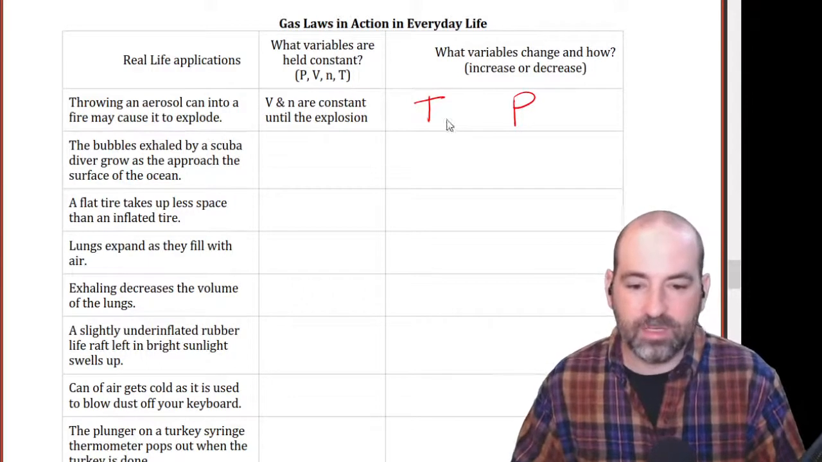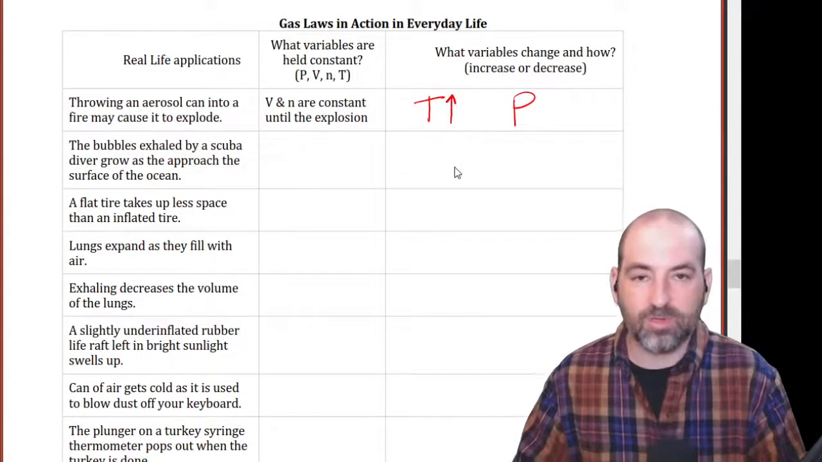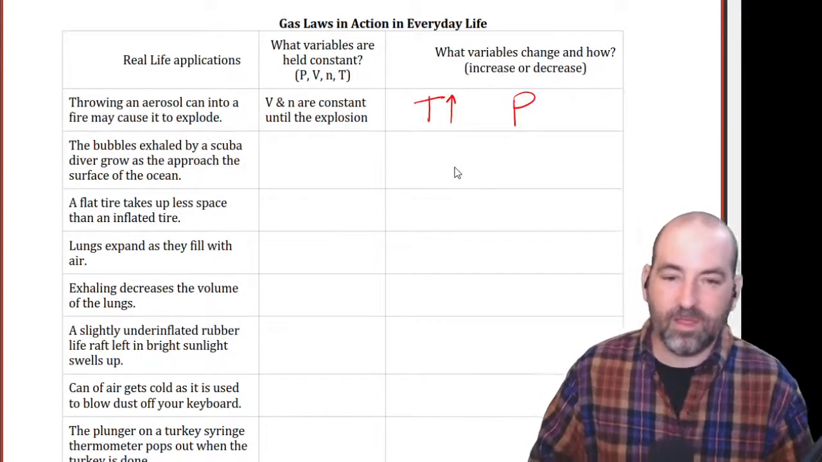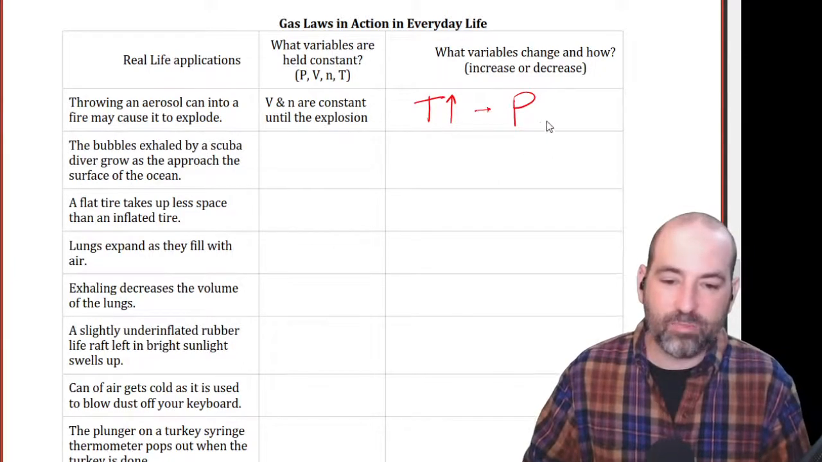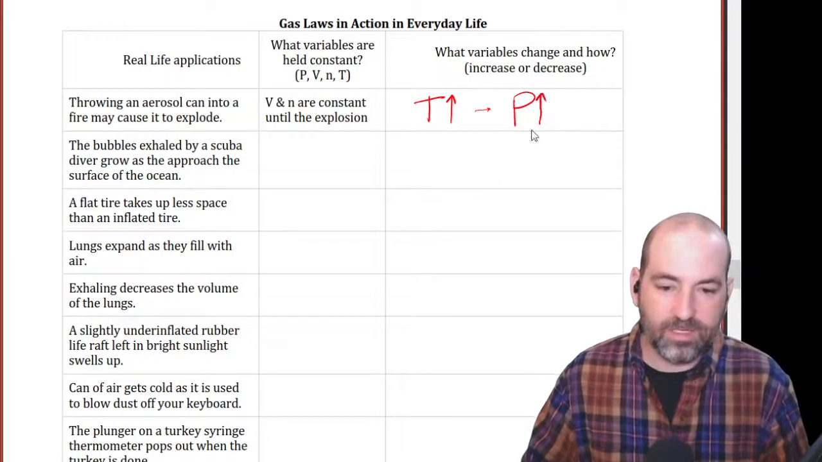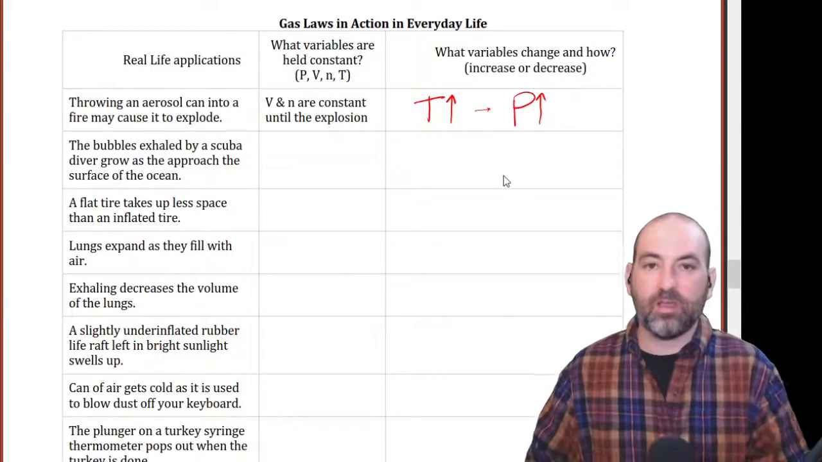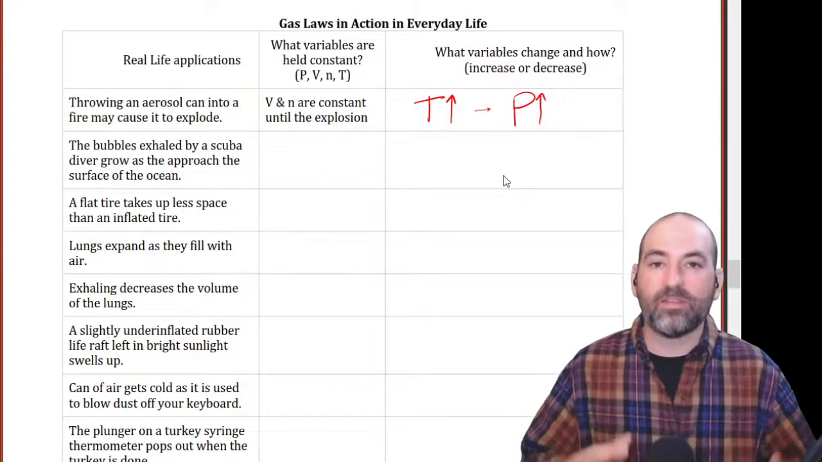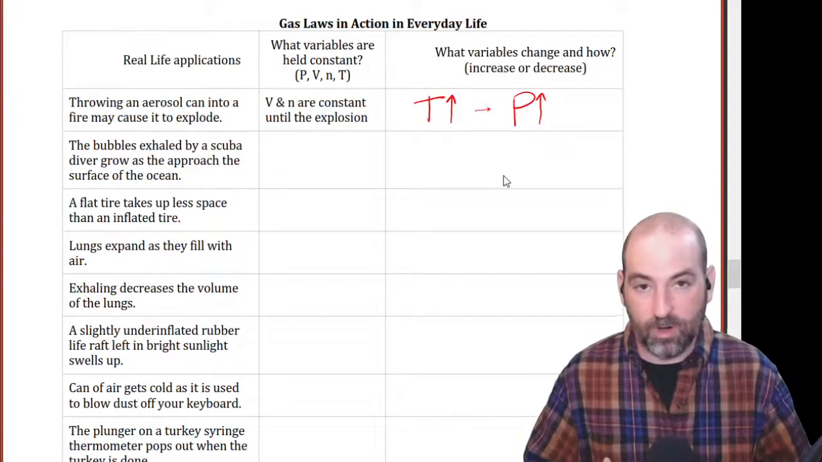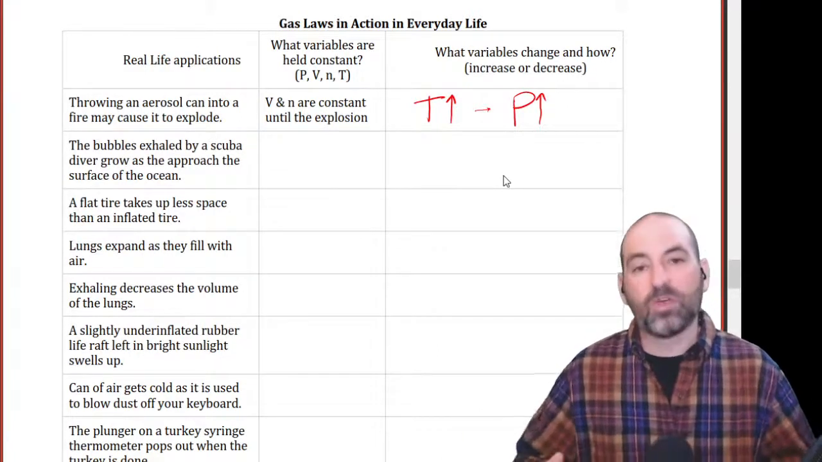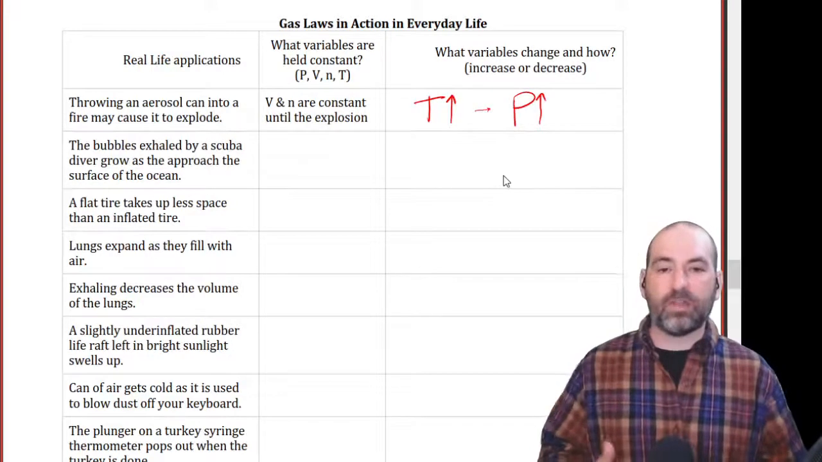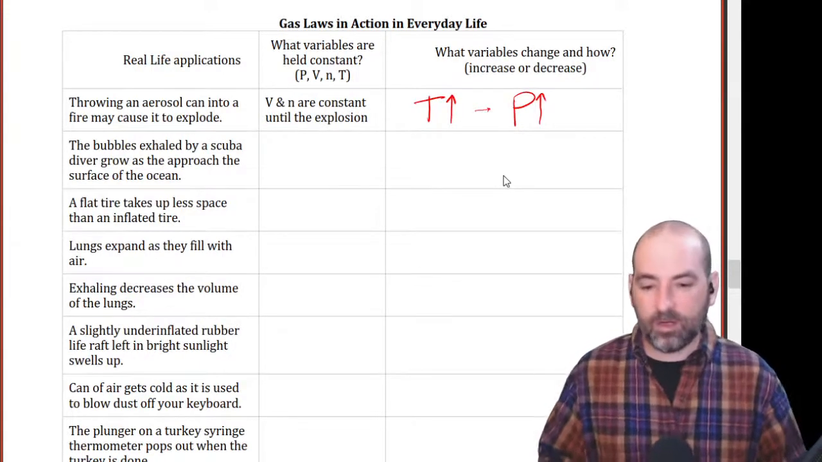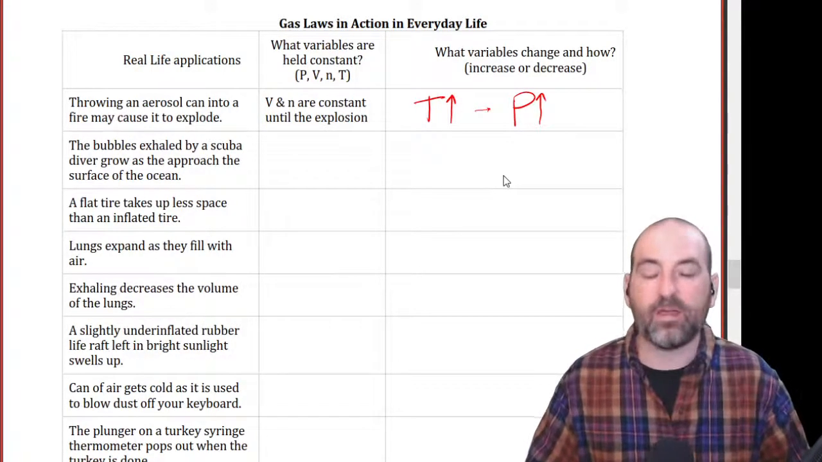So temperature is increasing because we're throwing it in the fire. And then that is causing pressure to also increase, and that's where we get the explosion danger. The pressure inside the can increases and increases until the can can't hold all that pressure anymore and it explodes.